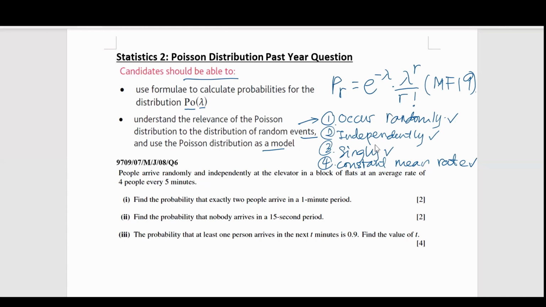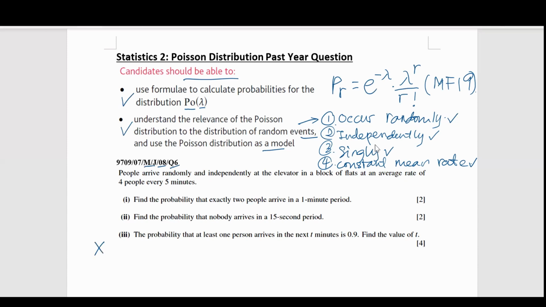So that's where I'm going to show you an exam question, and then we are going to go through these 2 points that the syllabus wants students to know. This is a question from May-June 2008, question 6. People arrive randomly and independently at the elevator in a block of flats at an average rate of 4 people every 5 minutes.